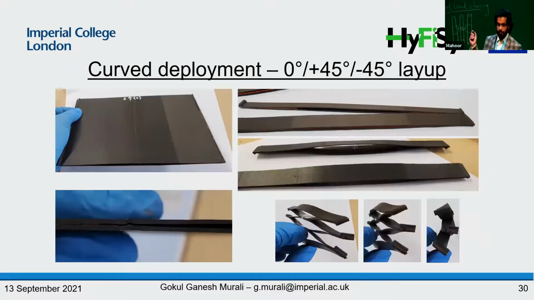Here's a small experiment that we did, some initial trials where we created a composite. When it was cured, it was almost a flat shape. It did not fully retain its flat shape. But then upon heating, we could see the composite deploying in a curved path. And just to visually see how these composites will look, we attached them together, and then we saw a curved deployment composite.